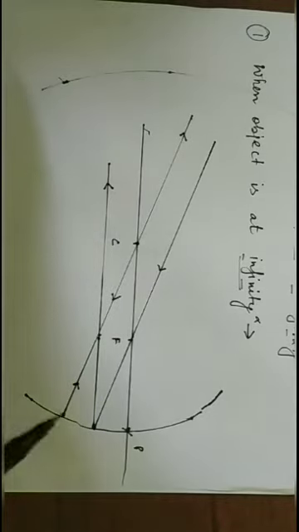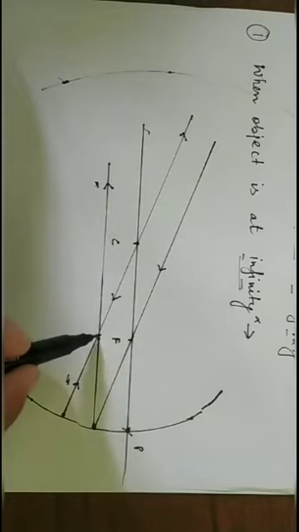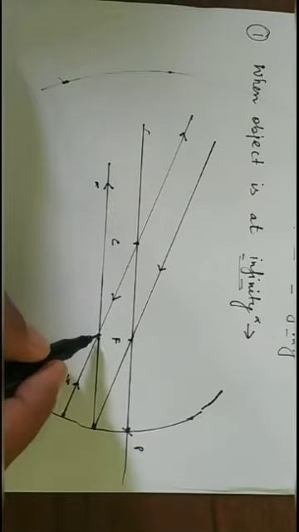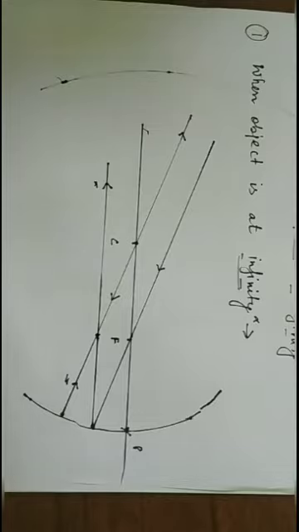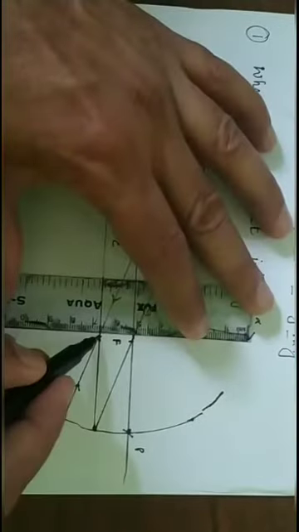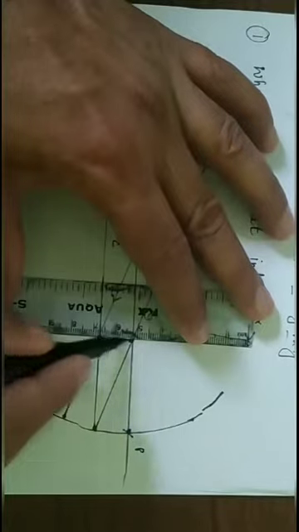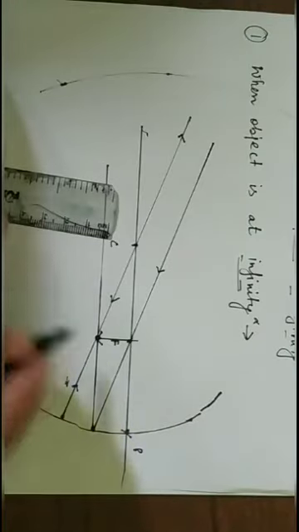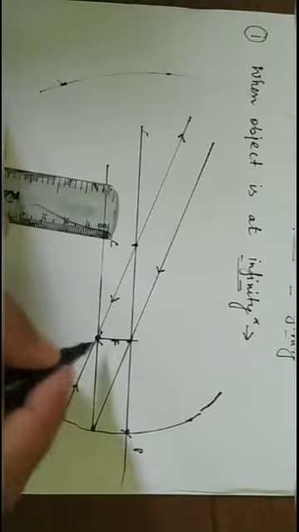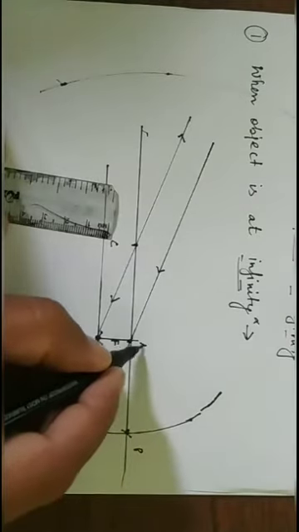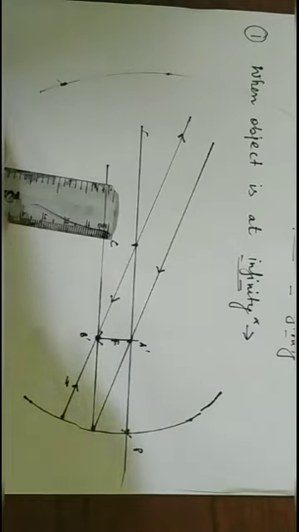This is the first reflected ray, and this is your second reflected ray. Where they meet, that is your image. So they are meeting at this point, and we will draw the image. You see here the image is at focus. So this is your image A'B'.